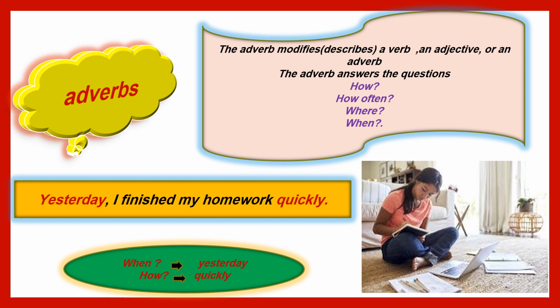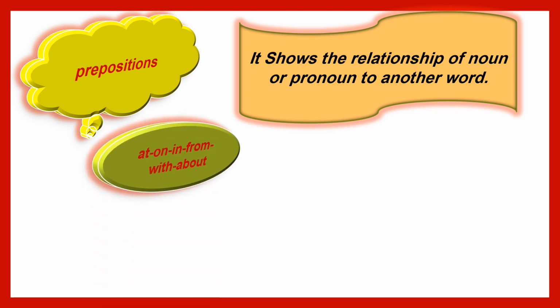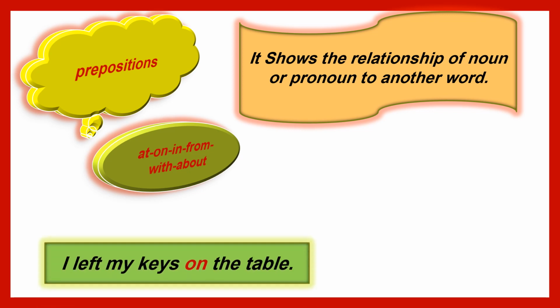Number 6, prepositions. Preposition shows the relationship of noun or pronoun to another word. We have a lot of prepositions in English. I want to mention some, such as at, on, in, from, with, about, etc.